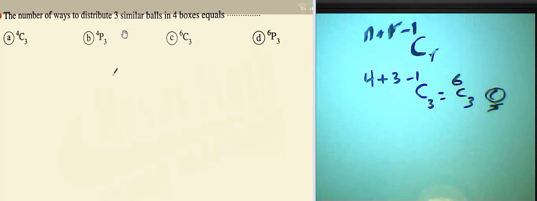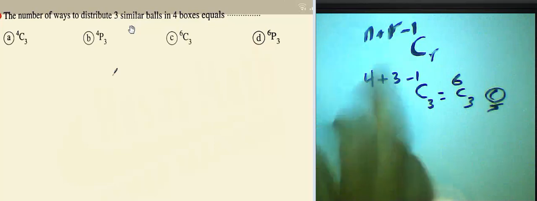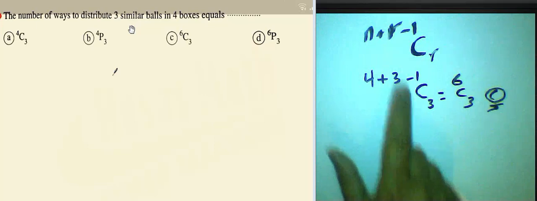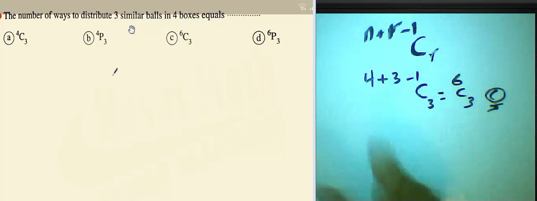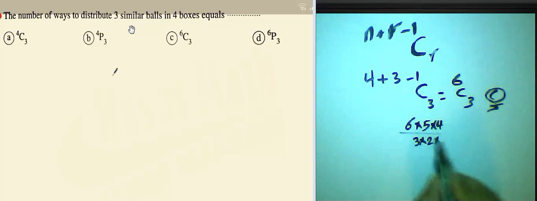because all balls are similar, and he will put the balls without order, it means n plus r subtract 1, n refers to boxes, the number of boxes, and r refers to poles, subtract 1 C combination by r. Here r refers to poles, how many poles, 3. The result will be 6 C 3. If you want to find the result, you can use a calculator, or we can write here 6 multiplication by 5 multiplication by 4 over 3 times 2 times 1. The result will be equal 20, or letter C.